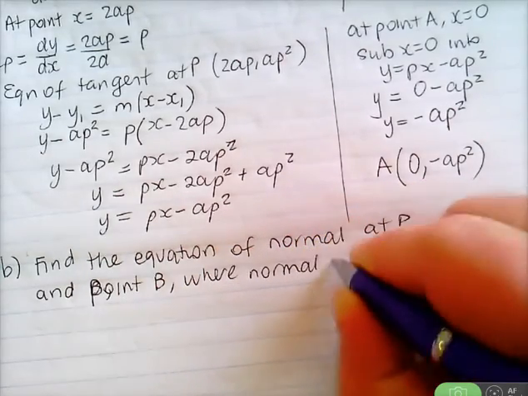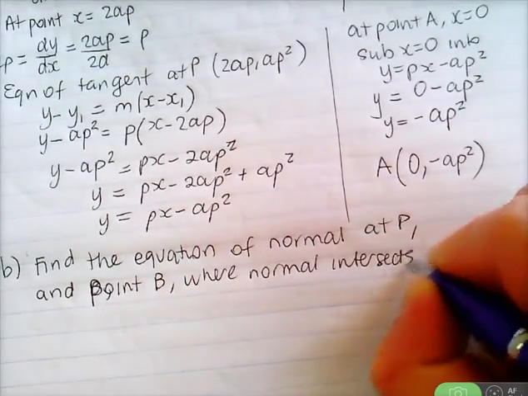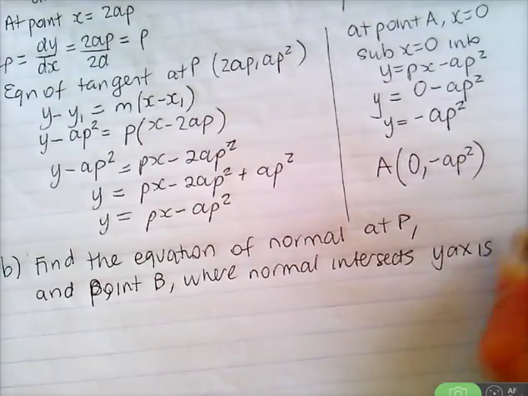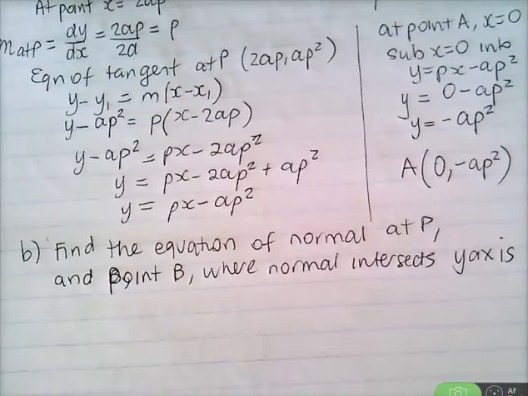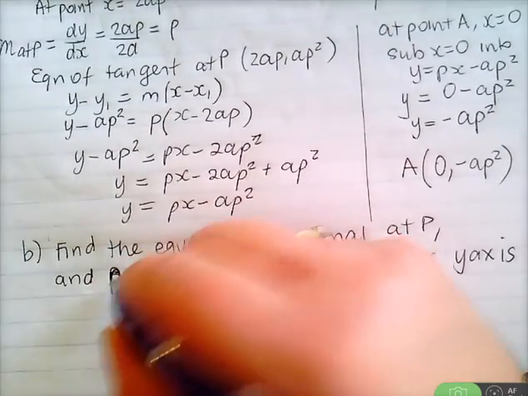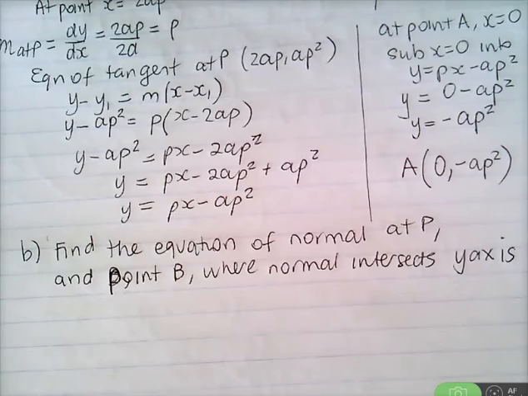normal intersects the y-axis. Now, I'm just going to come back up. So find the equation of the normal at P and find point B, which is where the normal meets the y-axis.